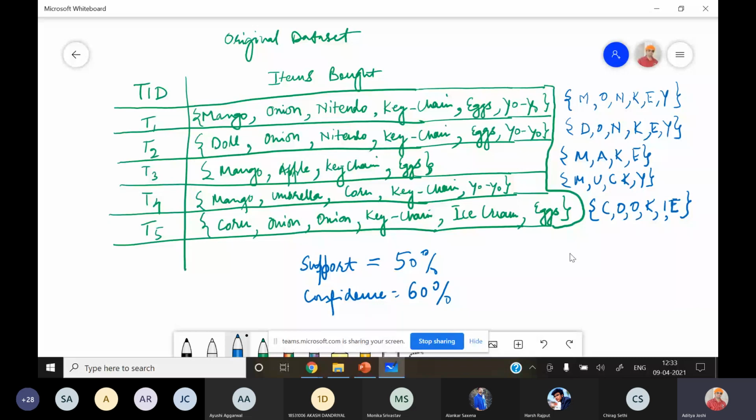So we have 5 transactions, that is T1, T2, T3, T4 and T5, and we have items. In the first we have monkey, second we have donkey, third we have make, fourth we have mucky, and fifth we have cookie, right? You have been given 50% support and 60% confidence, so you have to apply the Apriori algorithm for finding the most frequent item set, right?